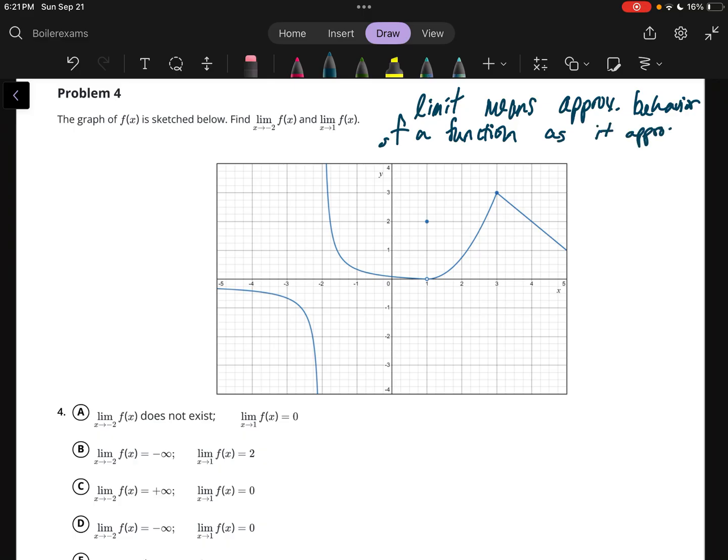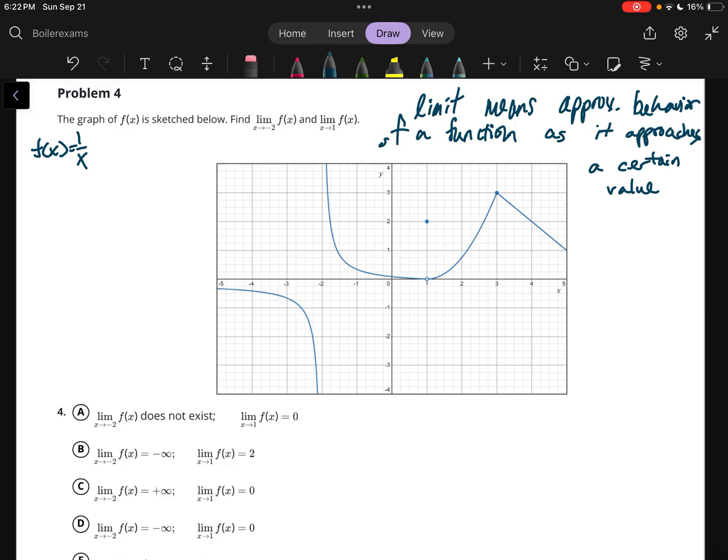So usually for a function, if we want to know its value at a certain x, all we have to do is plug in that x. But sometimes we're given functions like f of x equals 1 over x. Well, if I try to plug in 0, I get 1 over 0, which is not a valid real number. And then we also want to know the behaviors of functions as they approach infinity, negative infinity. You can't just plug in infinity and negative infinity. So that's why we use limits.